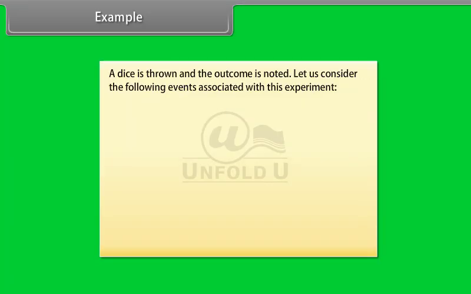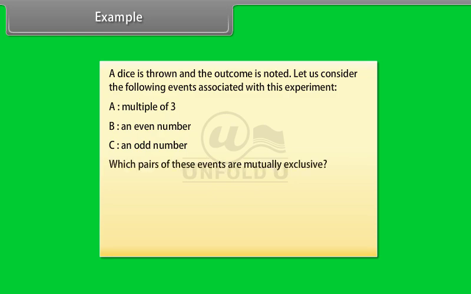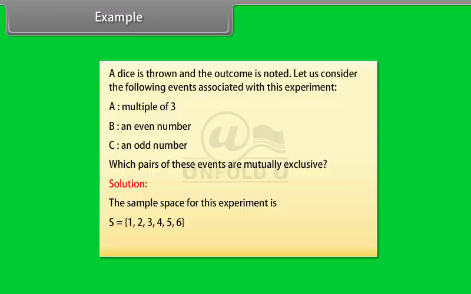Example. A dice is thrown and the outcome is noted. Let us consider the following events associated with this experiment. A, multiple of 3. B, an even number. C, an odd number. Which pairs of these events are mutually exclusive? Solution. The sample space for this experiment is S is equal to 1, 2, 3, 4, 5, 6.